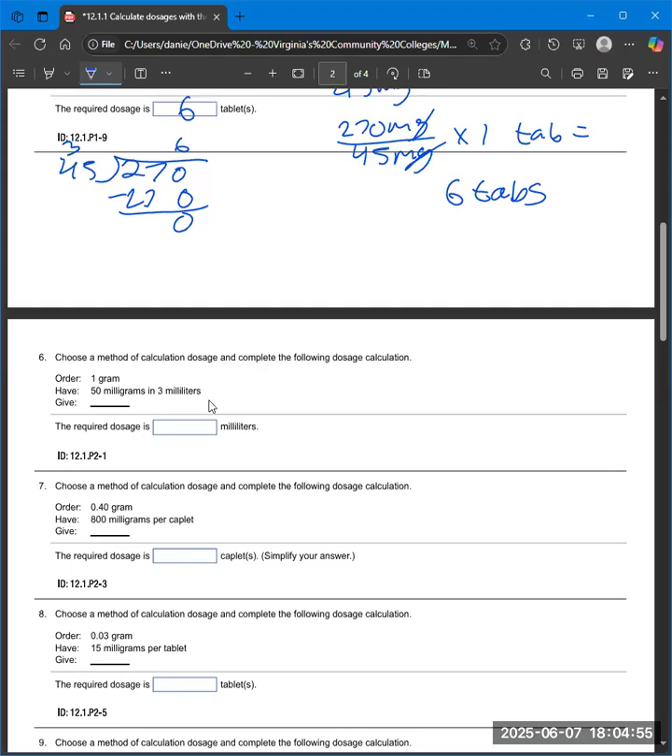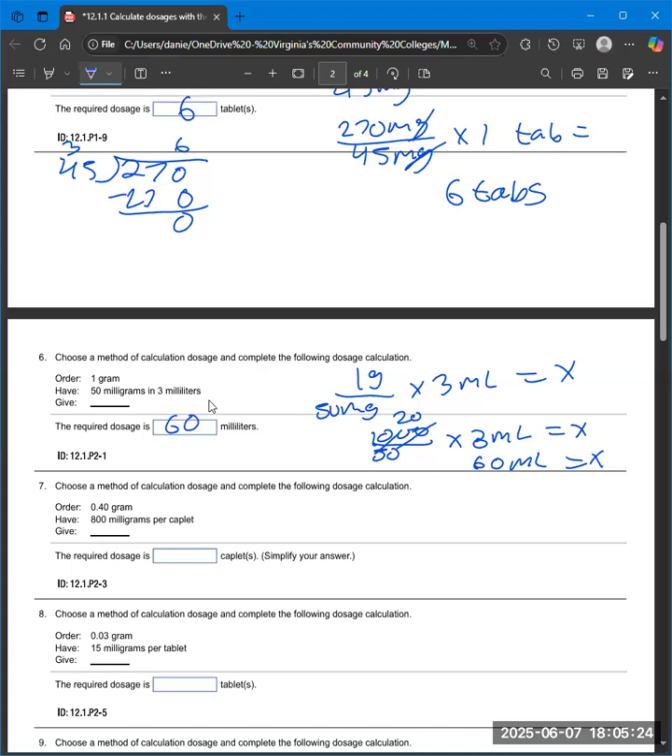So 1 gram is ordered. We have 50 milligrams in 3 milliliters. So 1,000 divided by 50 times 3 milliliters. That's 20, that's 60 milliliters. Still a lot to have to drink, but that could be done.